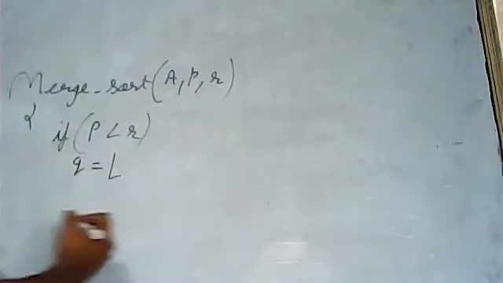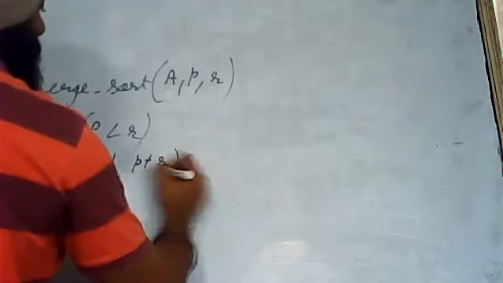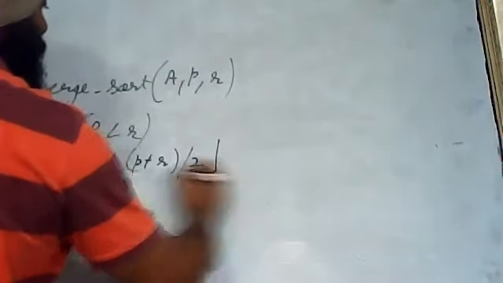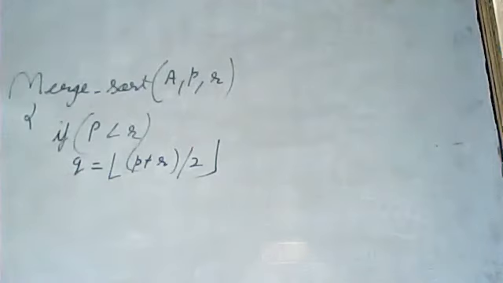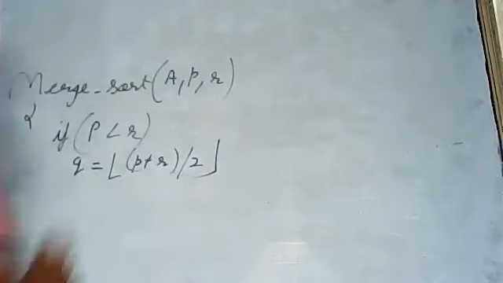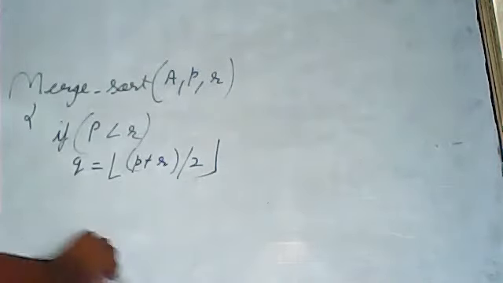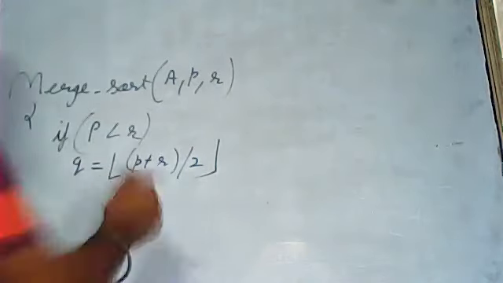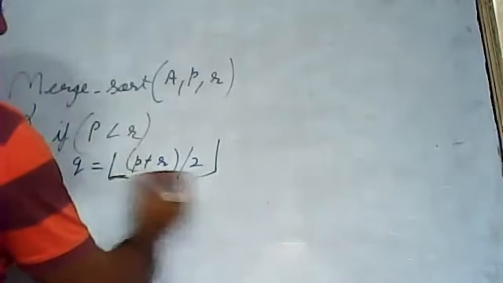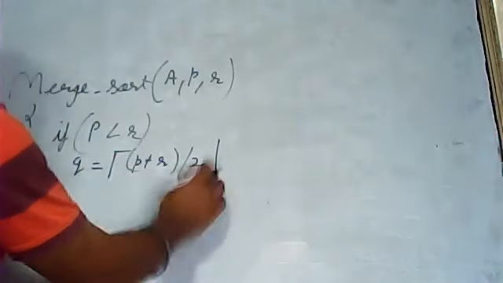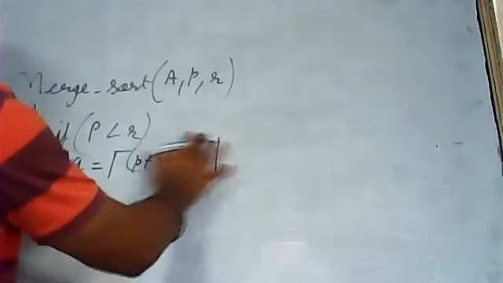Q equals the floor value of (P plus R) divided by 2. That is the floor value. If it is 4.5, then we need to take 4. Only 4. If it is 5.3, then we have to take 5. If it is 5.9, then also we have to take 5. This is the floor value, so this signifies we will be taking the floor value. These are not brackets actually, this is the floor value. If I use the other symbol, then it is a ceiling value.